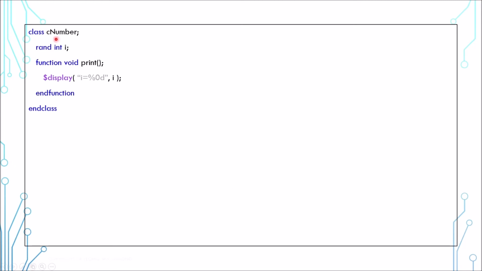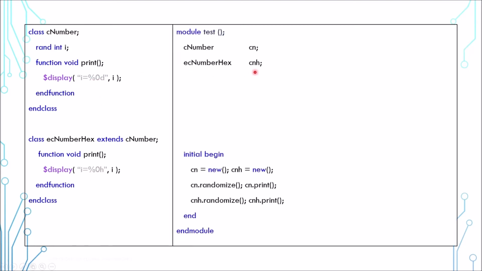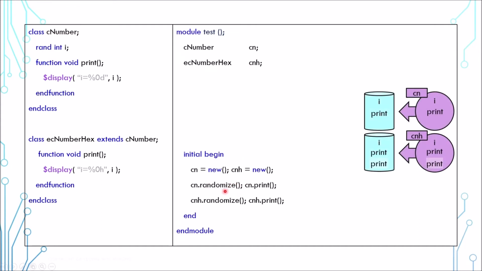Now let's take a look at another form of inheritance. This is the same class as before. This is a new extension ECNumberHex where we override the function print. It will print the number in a hexadecimal format as compared to the original decimal format. Similarly, we create two handles here, and then we instantiate them, and then we call the randomize and print function.